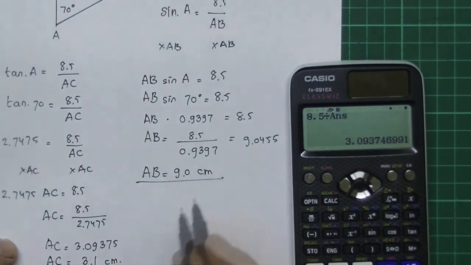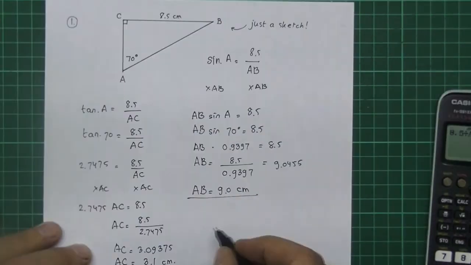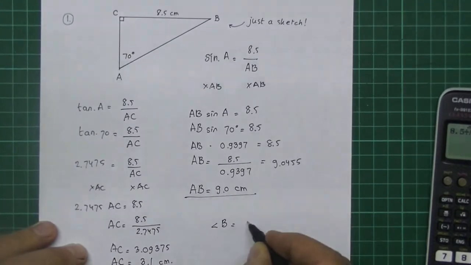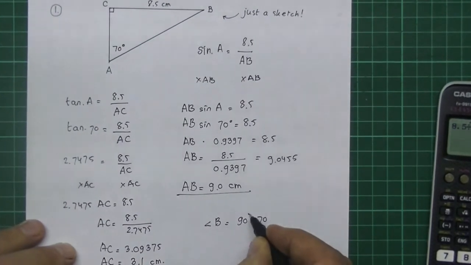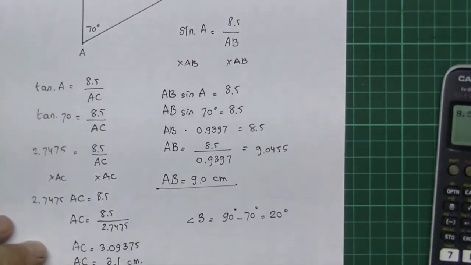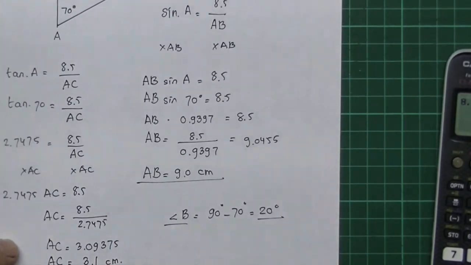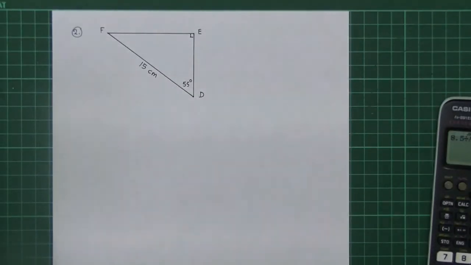And now there's only one thing left, and that's angle B. And so angle B has to be 90 minus 70 degrees, and so will be 20 degrees. So that all three angles together are 180 degrees. So that's your final answer. Now we know the three angles and the three sides, so it is solved. We go to problem number 2.